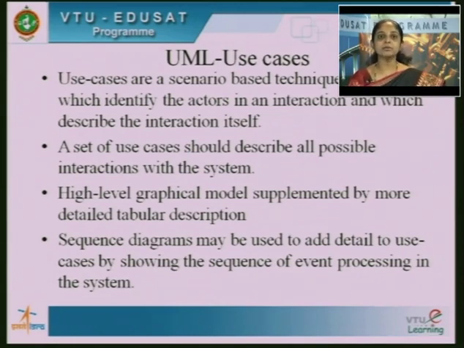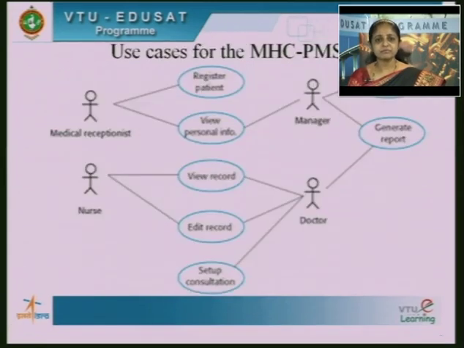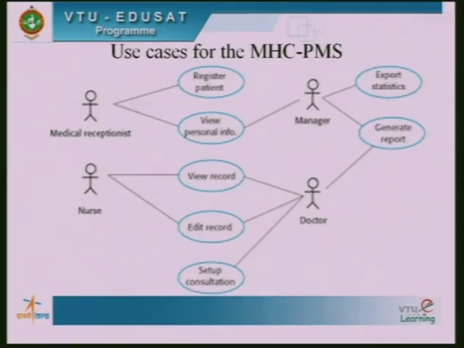Now, the UML use case diagrams can also make use of tabular specification if they want to specify some requirements information in more detail, or they can make use of a sequence diagram in order to show the sequence of the event processing in a certain system. So it can make use of alternate techniques also as a part of the UML diagrams. Okay, these are the use cases for an MHC-PMS system. This is a sample use case; it does not cover the entire medical health care patient management system.